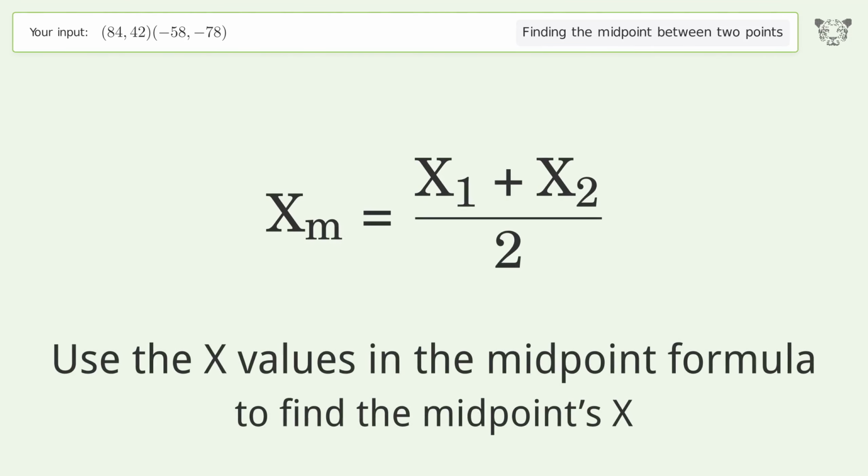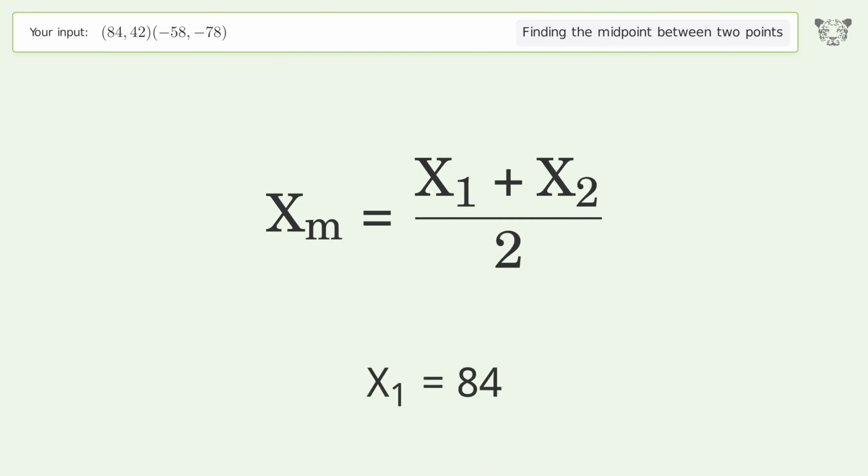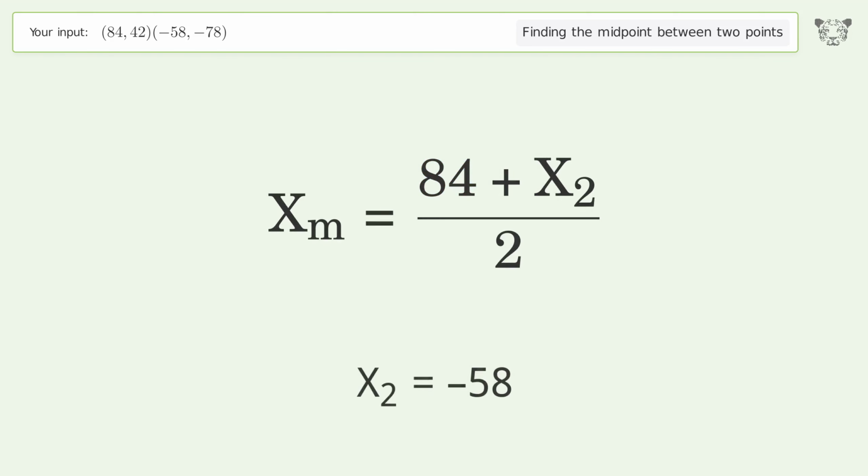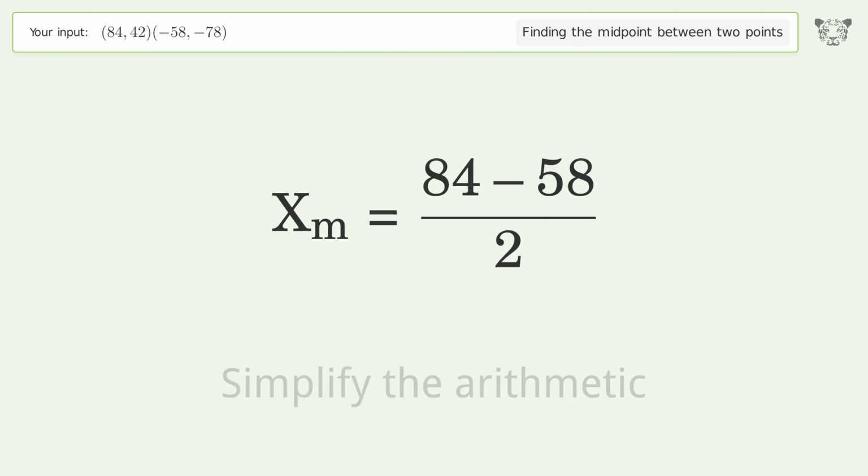Use the x values in the midpoint formula to find the midpoint's x. x1 equals 84. x2 equals -58. Simplify the arithmetic.